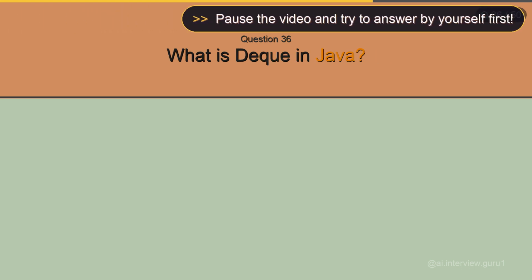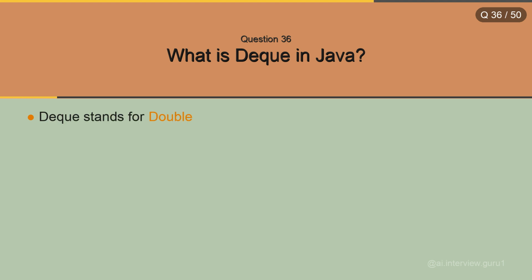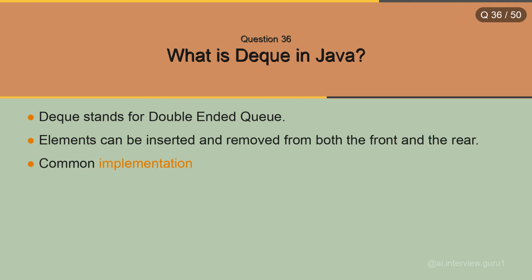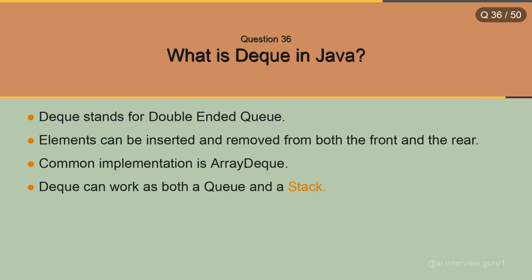What is Deque in Java? Deque stands for double-ended queue. Elements can be inserted and removed from both the front and the rear. Common implementation is ArrayDeque. Deque can work as both a queue and a stack.